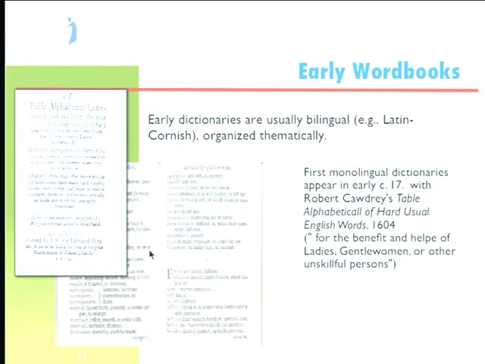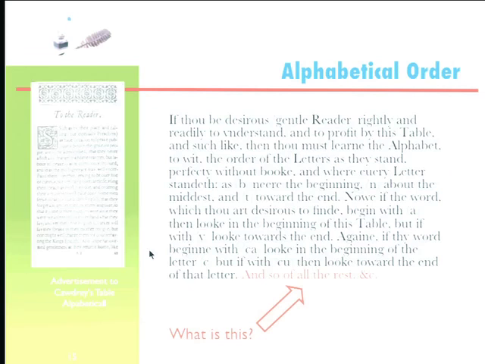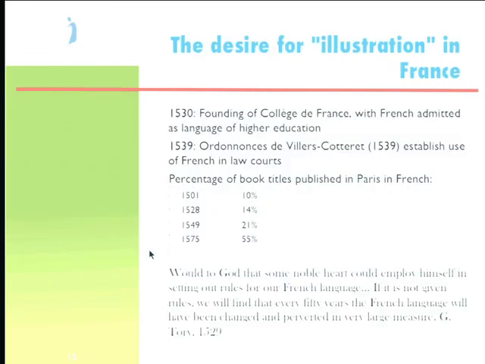So Cawdrey produces his Table Alphabeticall, his alphabetical list of English words. We mentioned it last time in connection with the initiation of alphabetical order. I went through this last time, so I won't go through it again, this recursive procedure that he explains, because alphabetical order has to be explained, because it's not obvious. The same thing's happening in France.